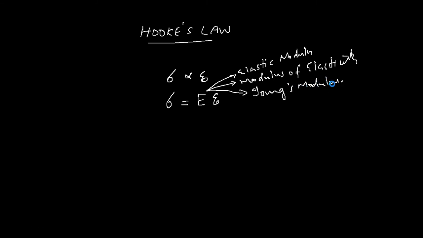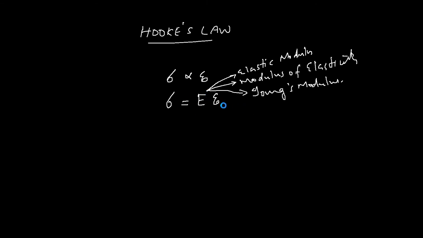It is called Young's modulus in honor of Thomas Young, an English scientist who described the modulus of elasticity in his book called Natural Philosophy, which was published in the early 1800s, and that's why this constant of proportionality is called Young's modulus.